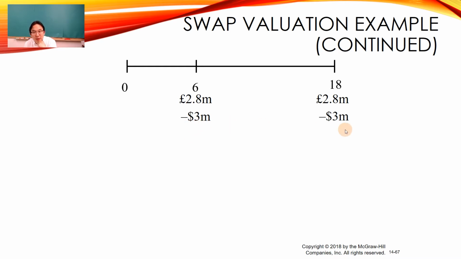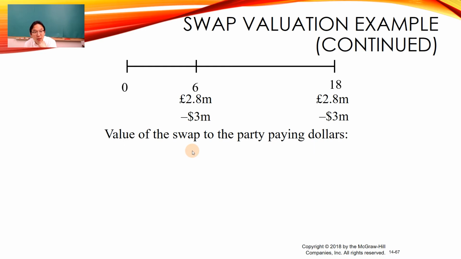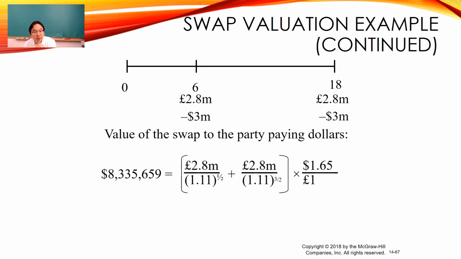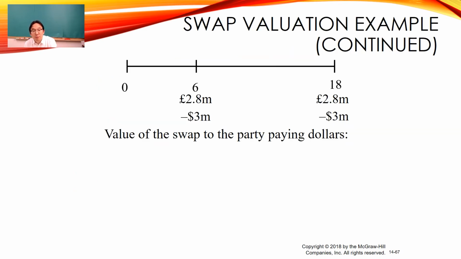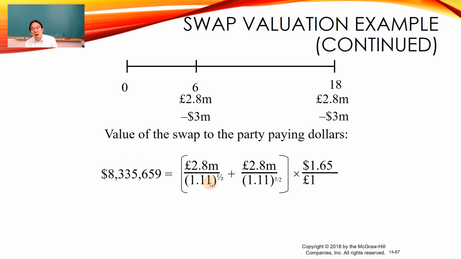And then 3 million US dollars payments going on, and the value of the swap to the party paying US dollars works like this. So 2.8 million pounds, discounted at the 11% pound rate. Just be consistent with the currency that you are using. The pound amount that you pay is discounted at the pound rate. At the end, don't forget to convert it into US dollars using the spot exchange rate, because you are computing the present value of these things.